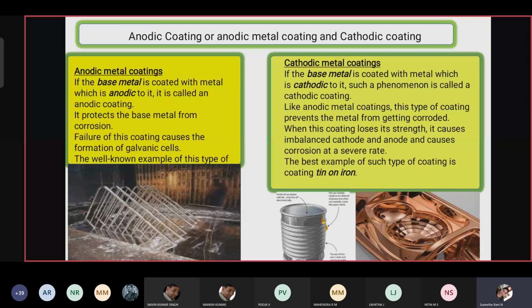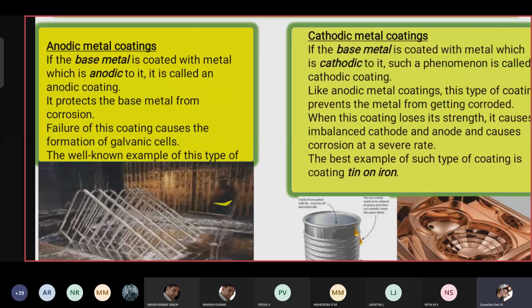Here in this picture I have shown you a well-known example of how these grills are coated, just by dipping into the medium, a metal ionic solution. It's just coating on the surface. Another one is cathode metal coating, which protects the base metal by choosing another metal which acts as a cathode.